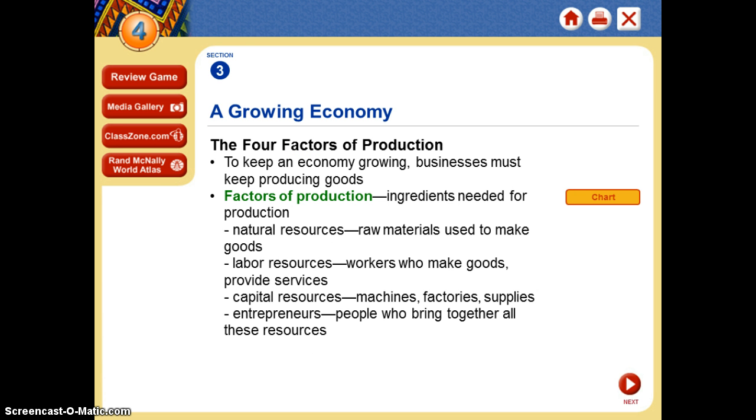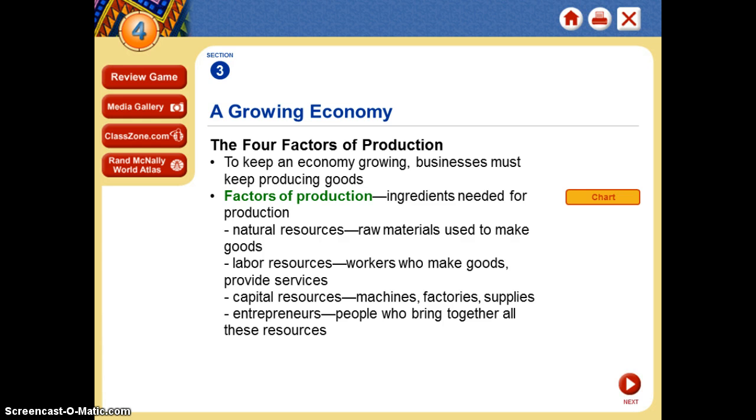All right, let's talk about the four factors of production. The four factors of production is how a product or even a service gets from idea to market. Here are the four factors. First, natural resources. That is simply the raw materials used to make goods. It's how they produce the plastic in order to make an iPhone, for example.